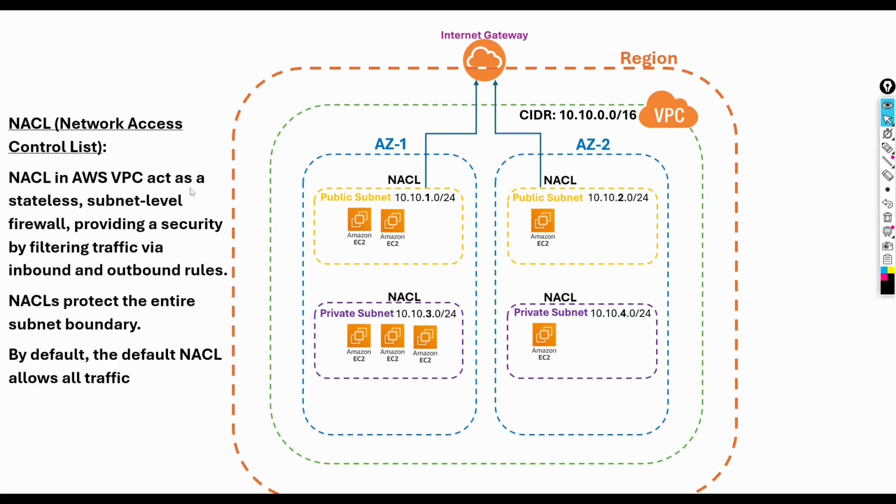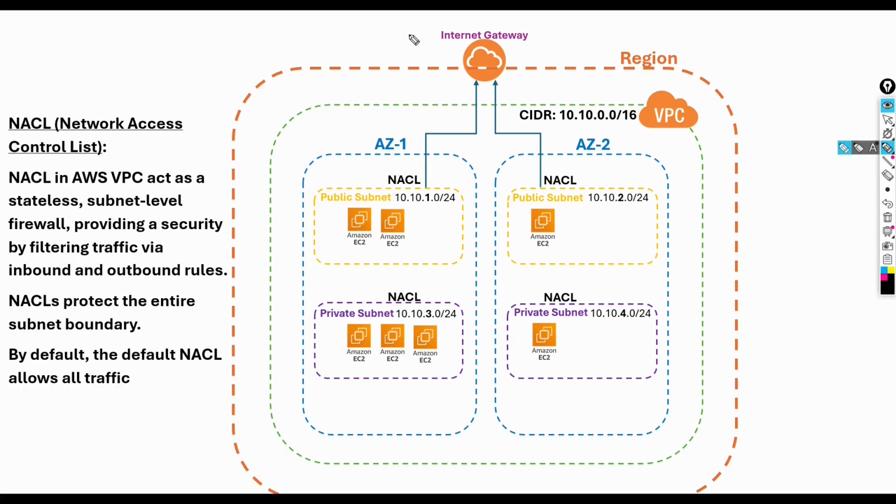It acts as a stateless subnet level firewall, providing security by filtering traffic via inbound and outbound rules. NACLs protect the entire subnet boundary. By default, NACL allows all traffic. So if you see NACL here, it acts as a firewall and it is on the subnet level boundary. So in case anyone wants to access any of the servers from outside of this region or any VPC, or from some other VPC, then it will get filtered here.